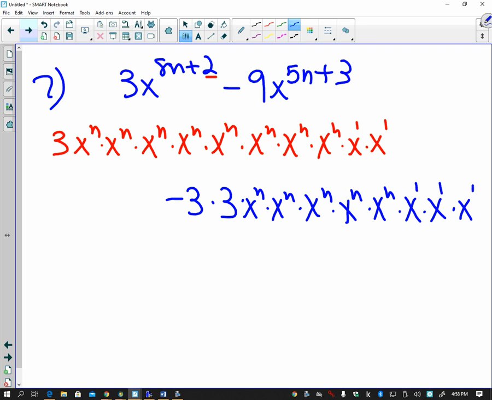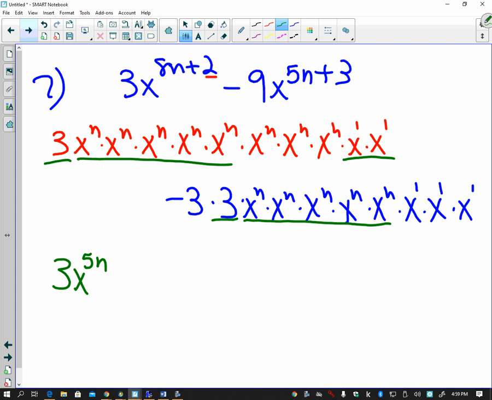Now, to factor out, we have to look at what we can take out of both parts. So we can take out a 3 here and a 3 here. So that 3 is going to sit there. We can take out five x^n's: 1, 2, 3, 4, 5. So we've got x^(5n). We can take out 2 x to the first, so that would be plus 2. And that's all they share in common.